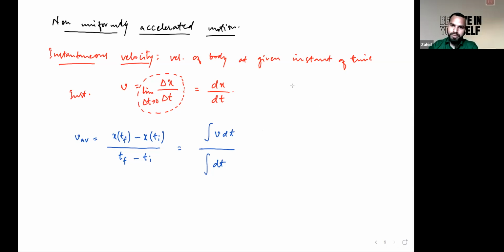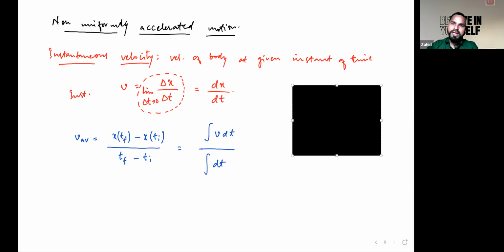Or in general, I'm giving you one more relation to find the average of any quantity, let's say f. It will be the integration of f times dt divided by the integration of dt. This particular average is based on time, so you call it a time averaged function. And if you integrate this particular function with respect to x, then that average is called a space averaged term. Is it clear?